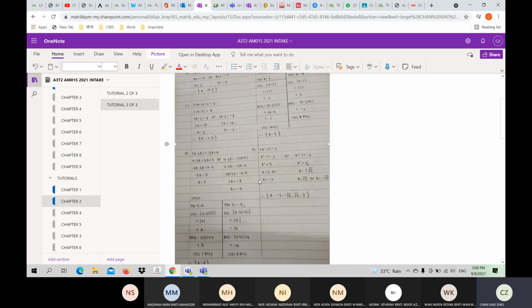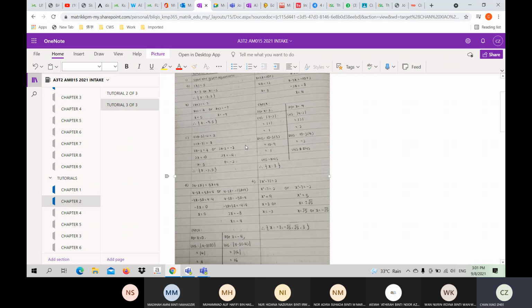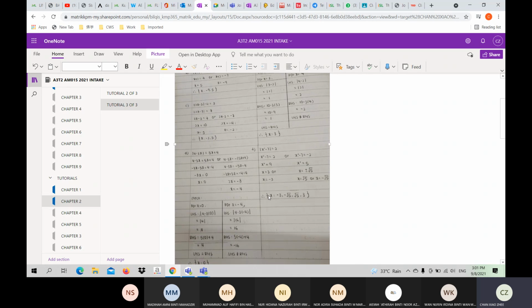So kerana ini tak perlu check answer. Nak perlu check punya condition ialah right hand side dengan left hand side ada x. So kena check. So jawapan ini ialah -3, negative square root of 5, positive square root of 5 and 3.